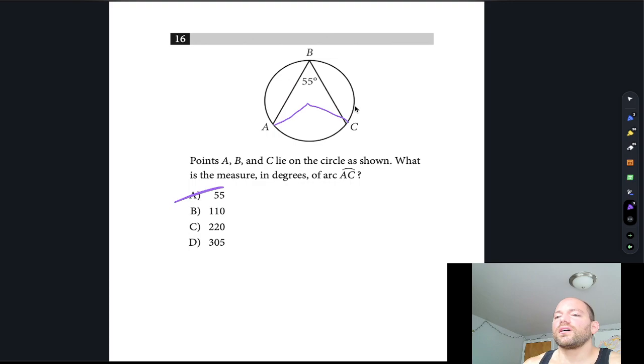And here's just the way to do it. The measure of the arc is the measure of the central angle. So here we have the inscribed angle is 55. Remember the relationship between that and the central angle? It's double that, 110. And once again, the measure of the central angle is the measure of the arc for that central angle. So the answer is 110.